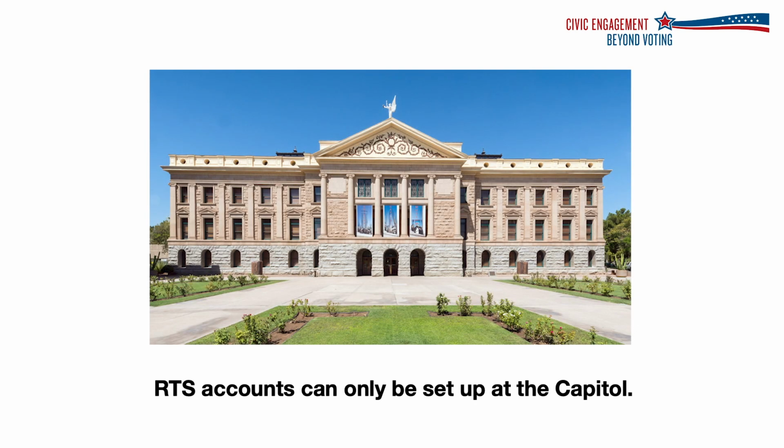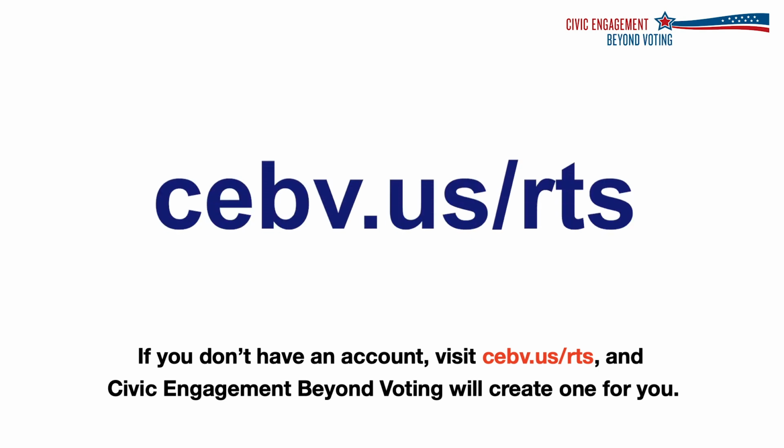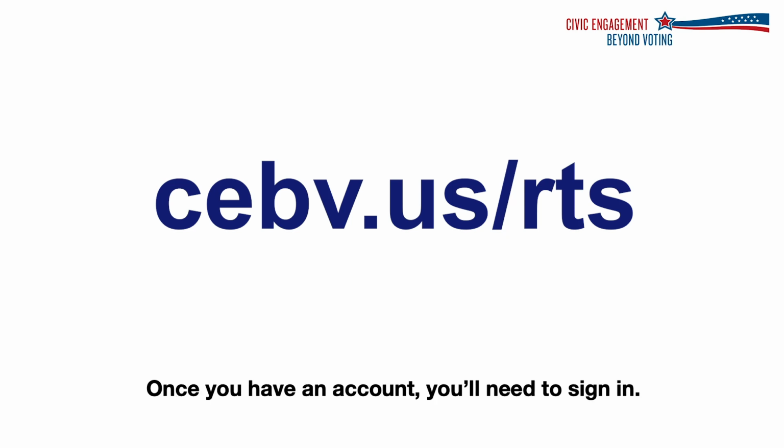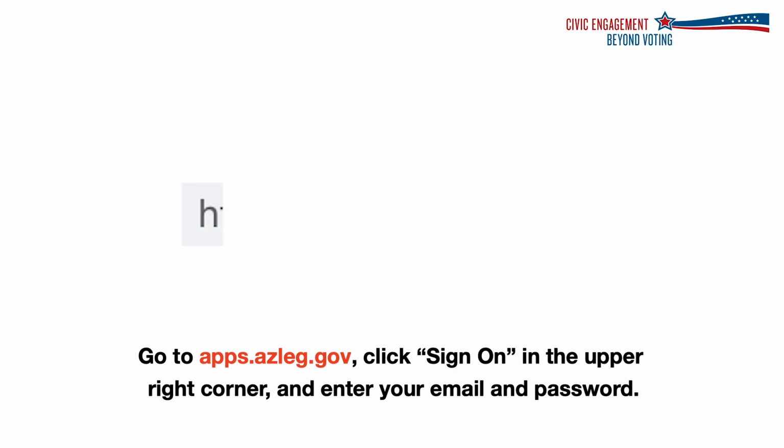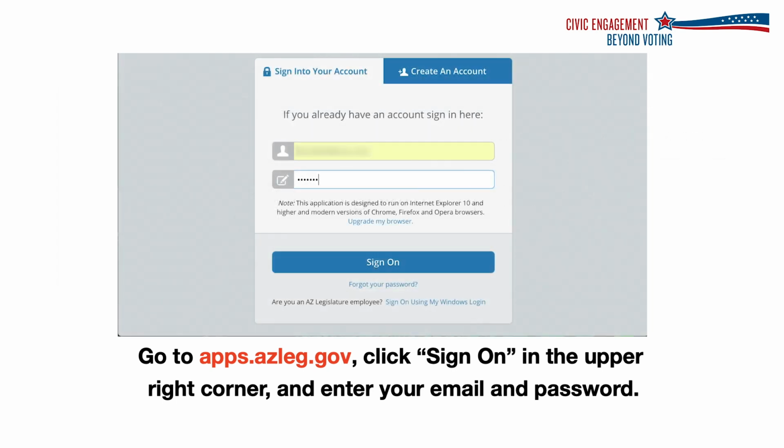RTS accounts can only be set up at the Capitol. If you don't have an account, visit cebv.us/RTS, and Civic Engagement Beyond Voting will create one for you. Once you have an account, you'll need to sign in. Go to apps.azleg.gov. Click Sign On in the upper right corner and enter your email and password.